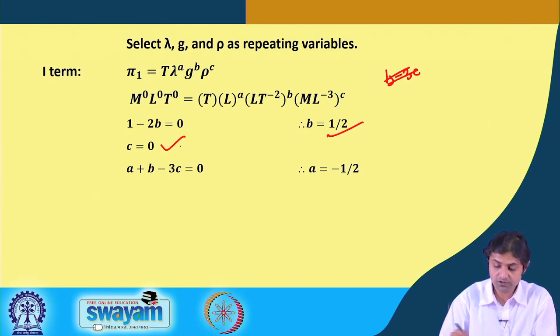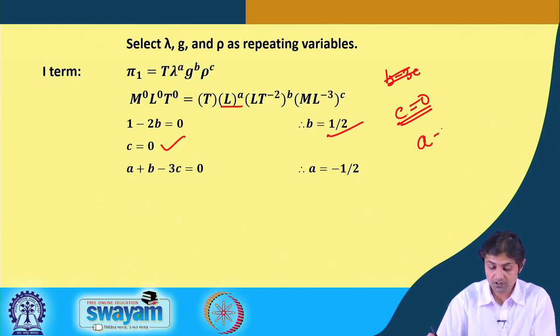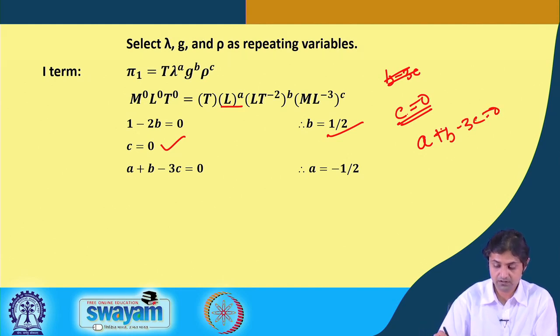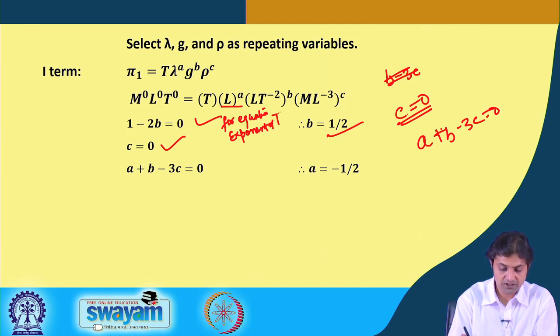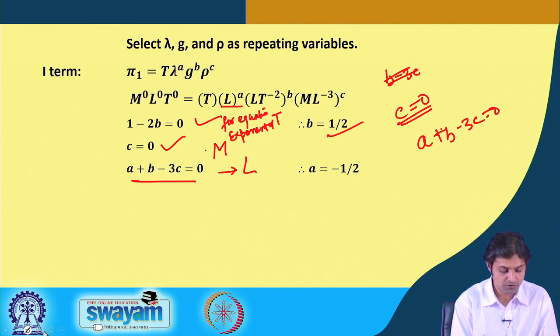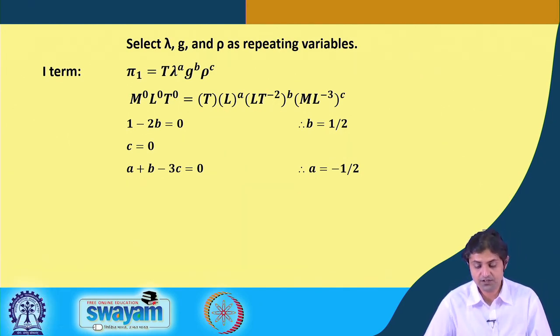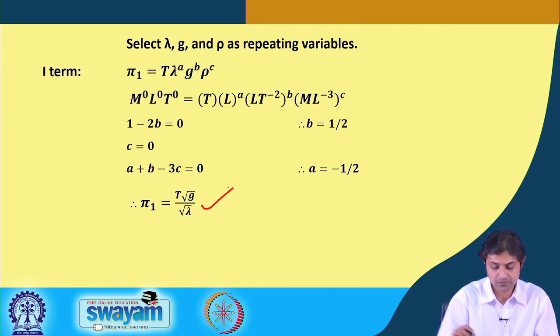So, how are we going to get this c is equal to 0? We equate M to the power 0. M is only in one term, right. So, M to the power c, therefore c is equal to 0. To equate L, it will be a plus b minus 3c is equal to 0, correct. So, this has been gotten by equating the exponent of T, this by equating the exponent of M, and the third equation by equating the exponent of L. Okay. So, we get b is equal to half, c is equal to 0, and a is equal to minus half. So, our first term is going to be t times root g by root lambda, all right.